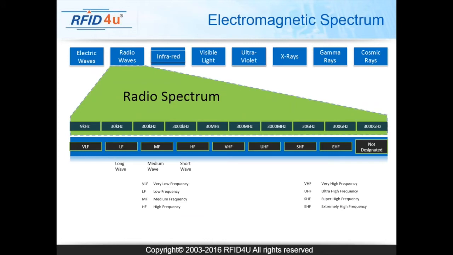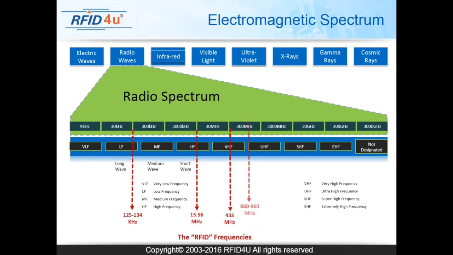Now within RFID, we have 5 frequency ranges or bands that are used. We have low frequency, which is 125 to 134 kilohertz. We have high frequency, which is at 13.56 megahertz. We have active tags, which function at 433 megahertz. We have UHF, or ultra-high frequencies, which is in a frequency range of 860 to 960 megahertz. And then we have the microwave, which is 2.4 or 5.8 gigahertz.